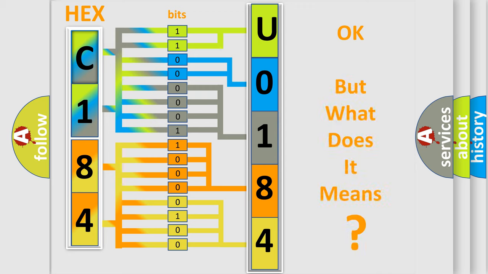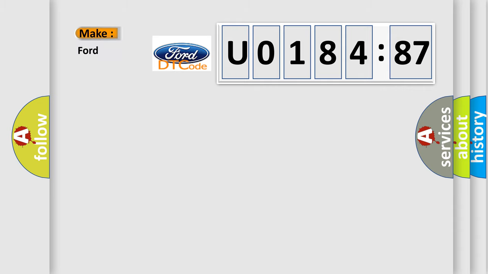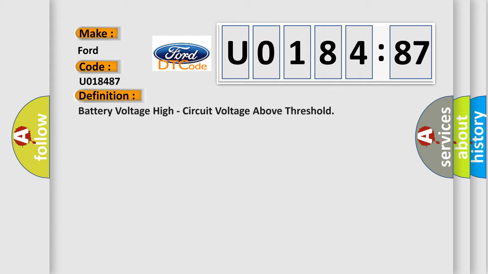The number itself does not make sense to us if we cannot assign information to what it actually expresses. So, what does the Diagnostic Trouble Code U0184-87 interpret specifically for Infiniti car manufacturers? The basic definition is battery voltage high, circuit voltage above threshold.